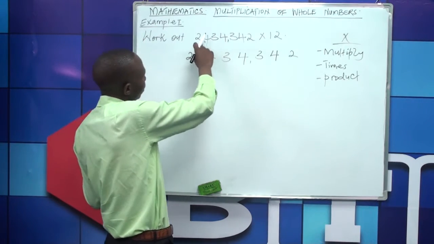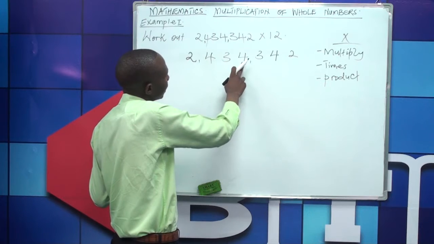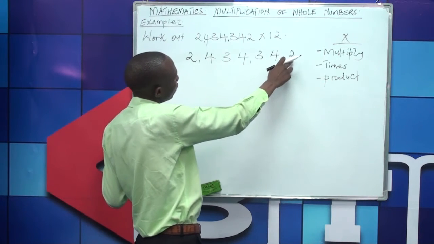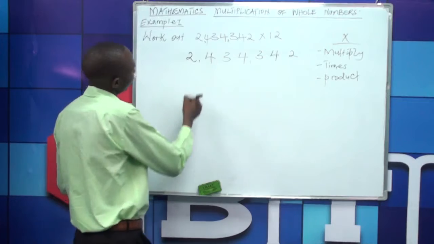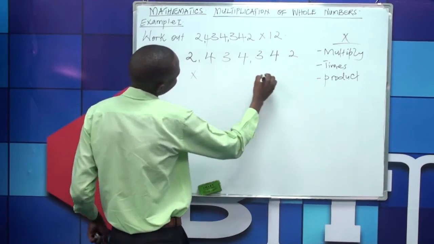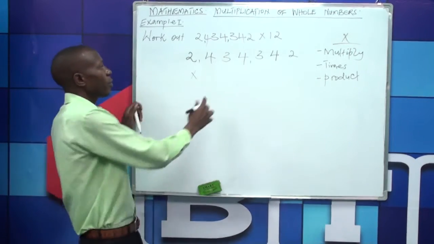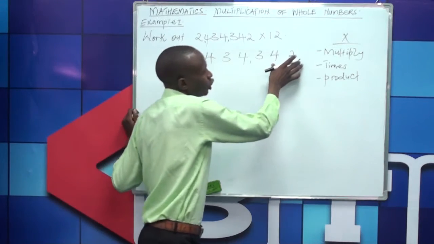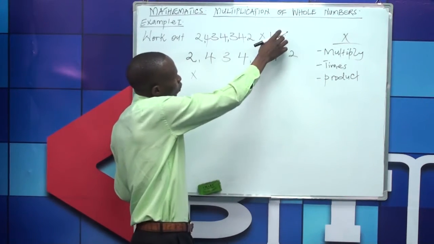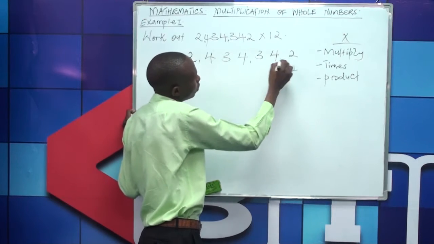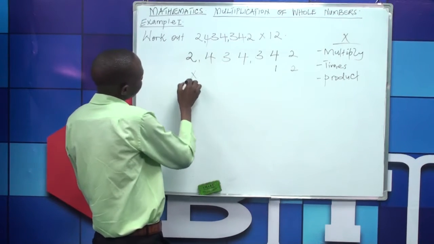We have 2,434,342. We want to get that number and multiply it by 12. So this 12 here, we shall not multiply from here. We shall have to arrange it according to its place value. So the 2 will be written under 2 and the 1 will be written under 4. Why do we write it in that way?